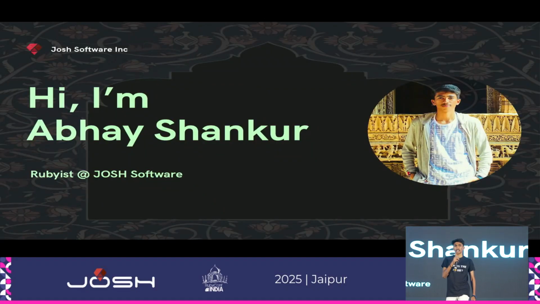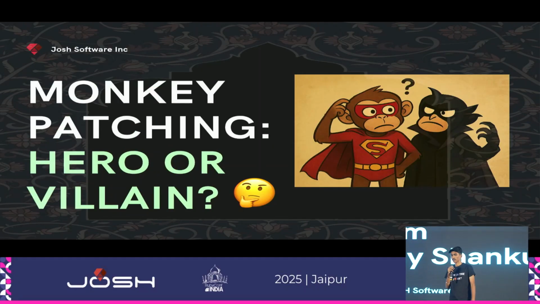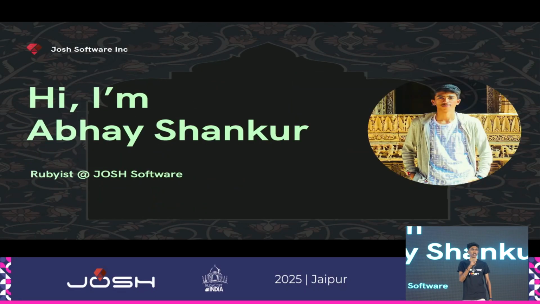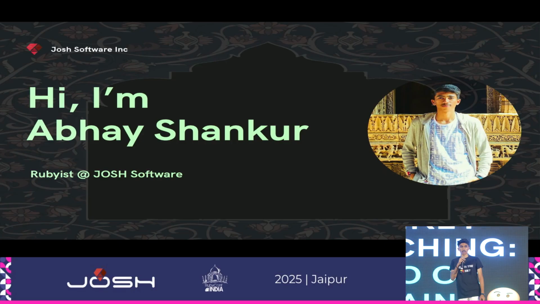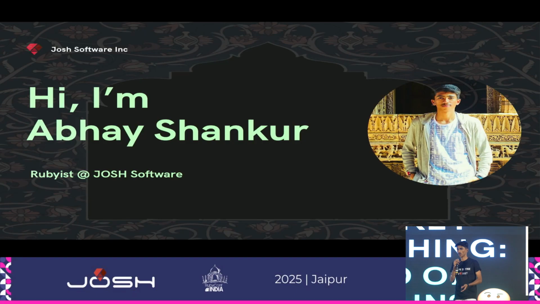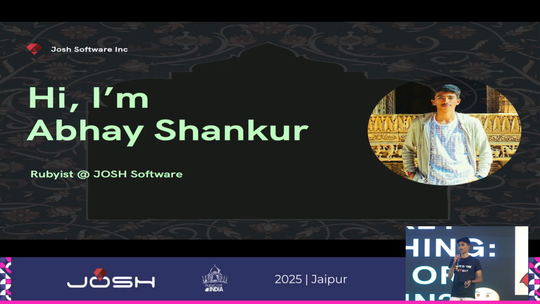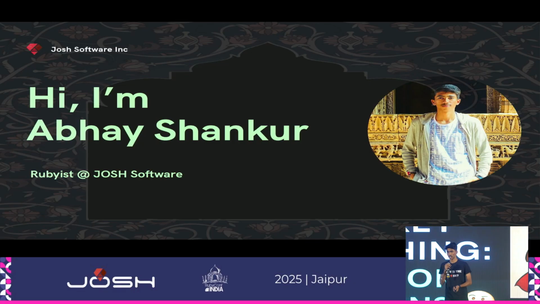I'm glad that I started my career with Ruby itself, and since then I'm writing code in Ruby, breaking Ruby, and sometimes fixing it by breaking it even more. Today I'm going to talk about one of the most controversial powers in Ruby, monkey patching. So I have a question for you all. Is monkey patching an ultimate hero move, or a villain waiting to destroy your app?